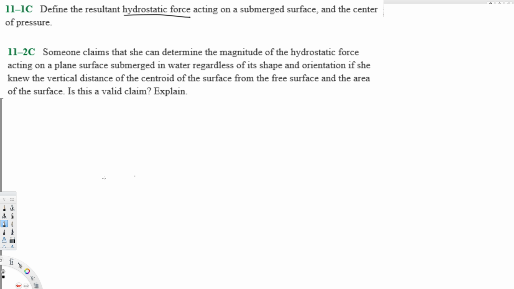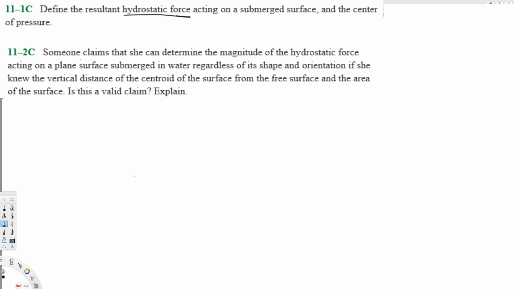Let's answer these questions right here. So the first question is asking, define the resultant hydrostatic force acting on a submerged surface and the center of pressure. First of all, let's define what hydrostatic force is. Hydrostatic force is basically the force that is created by pressure. So the resultant force of the pressures, that's what we call hydrostatic force. And the center of pressure is the location where this hydrostatic force acts on the surface, right? So that's what we call center of pressure, and that is the answer for the first question.